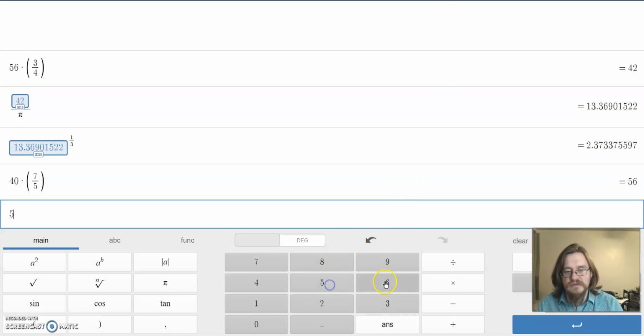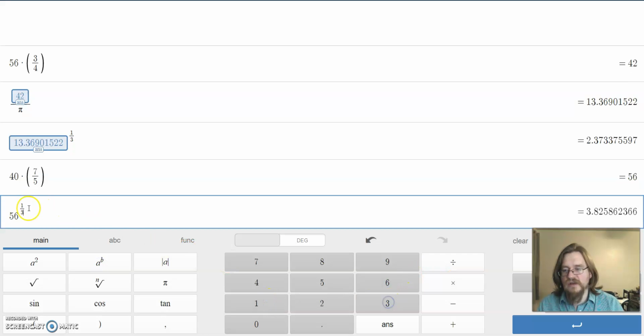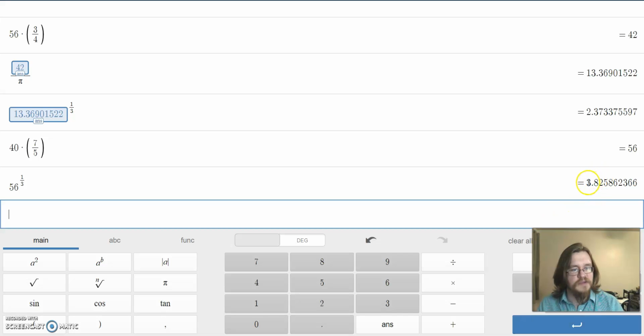So we'll take 56, and we'll raise that to the 1 divided by 3. So here I have 56 to the 1/3 power. I hit enter, and we get 3.82586, and so on and so forth.